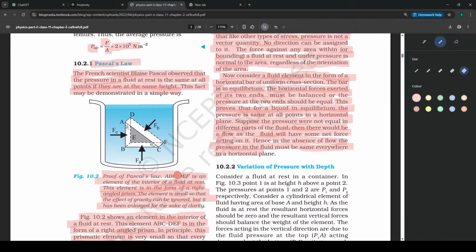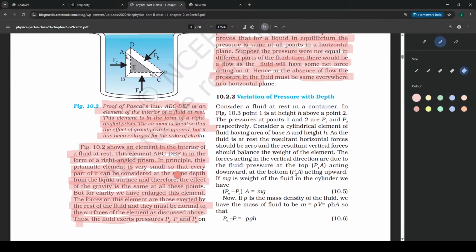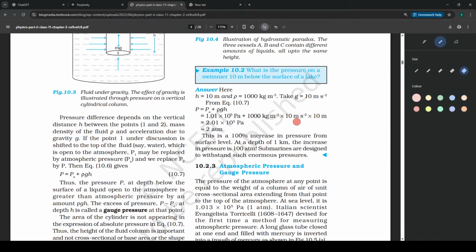Okay, let's go to the next subtopic under pressure. Variations of pressure with depth. How the pressure will vary with depth. Consider a fluid at rest in a container. In figure 10.31, point is at a height h. Okay, let's see the diagram first.